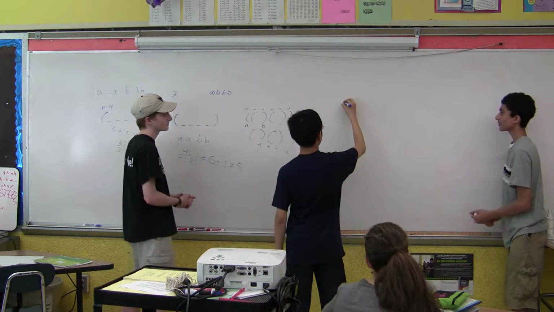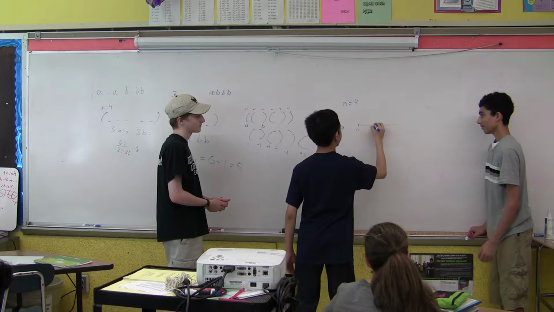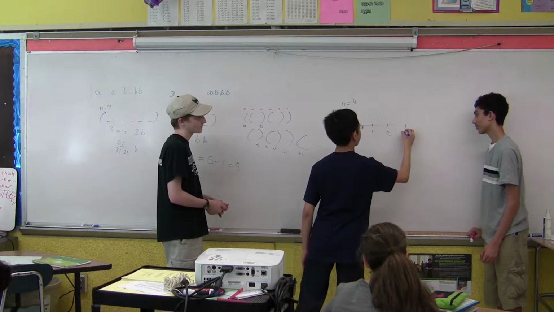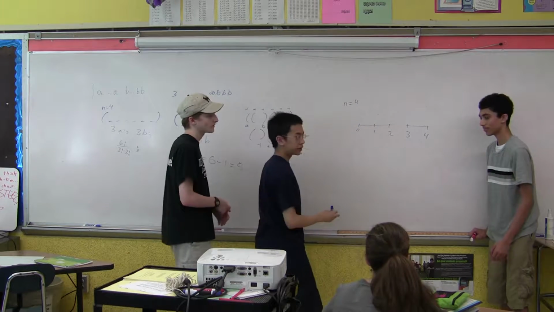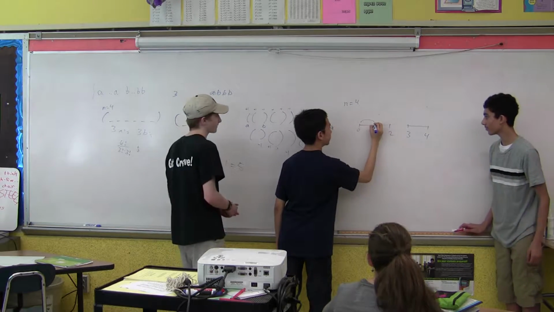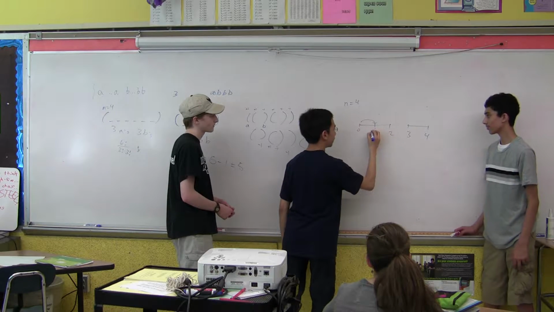So let's go back to n equals... actually, let's try n equals 4. Let's make them good. So 0, 1, 2, 3. Farthest you can go is 4. Okay? So we know that the first one from 0 must go to 1. And we know the last one from 1 must go back to 0.